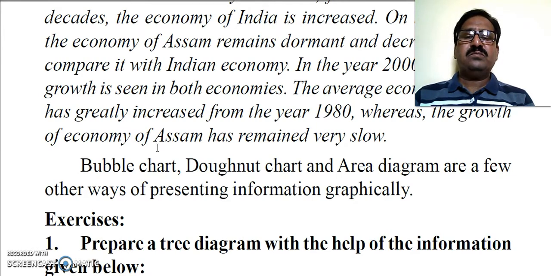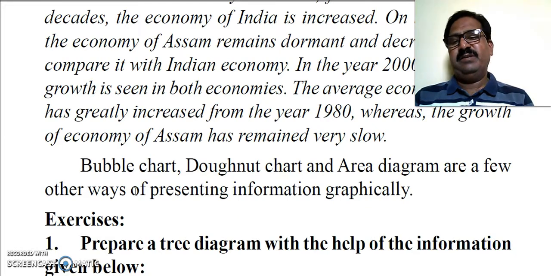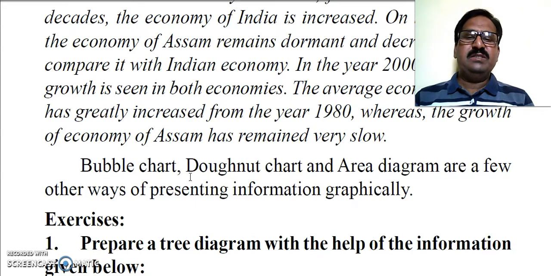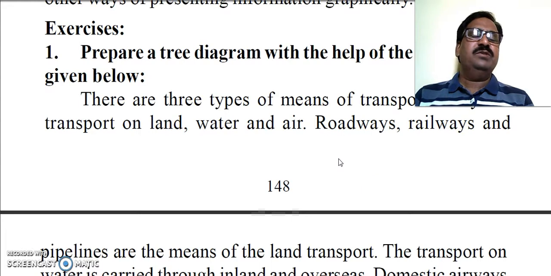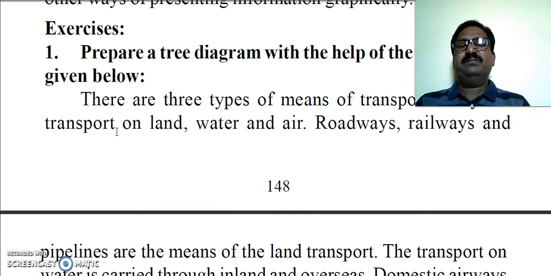So this is the trend that we can show in this particular line graph. There are some other kinds of diagrams that can be presented, in which we can present the information very graphically: bubble chart, donut chart and area diagram. So in this way, it is a kind of line graph in which we can present the information, and also you can interpret the information given in a line graph.